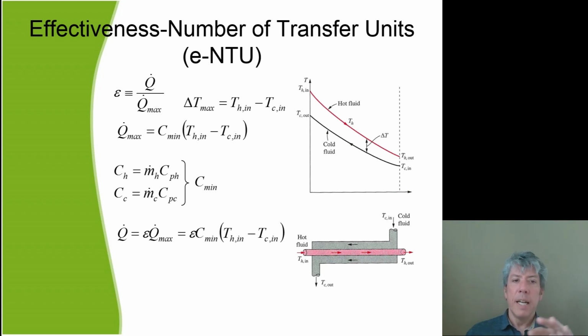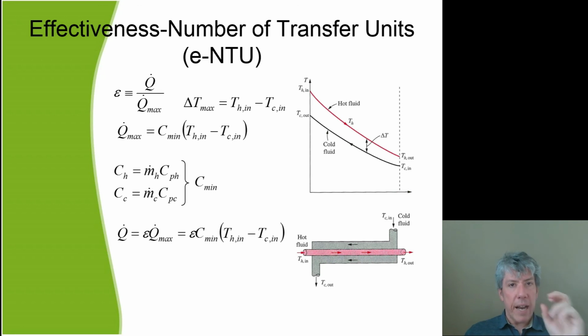Anyway, remember the capacity rates, we've got the capacity rate on the hot side and the capacity rate on the cold side. They're the mass flow rate on the hot side times the heat capacity on the hot side, and the mass flow rate on the cold side times the heat capacity on the cold side, right? Between those two, as I said, one's going to be bigger than the other, so that defines for us whichever one is the minimum capacity rate, C sub min, okay?